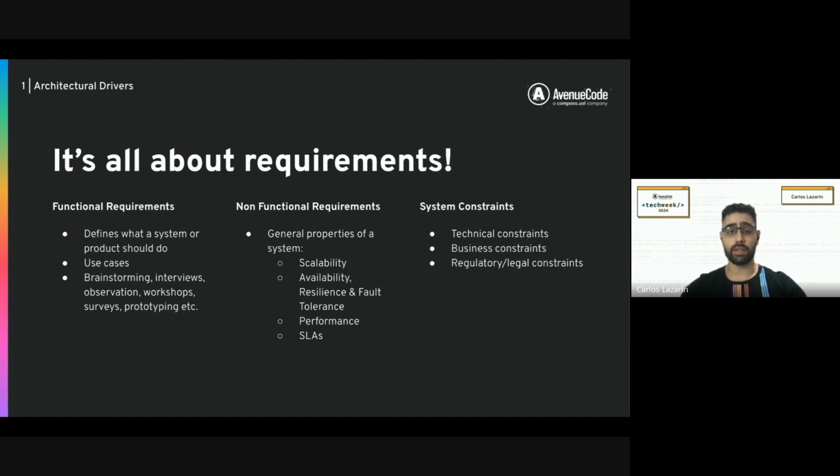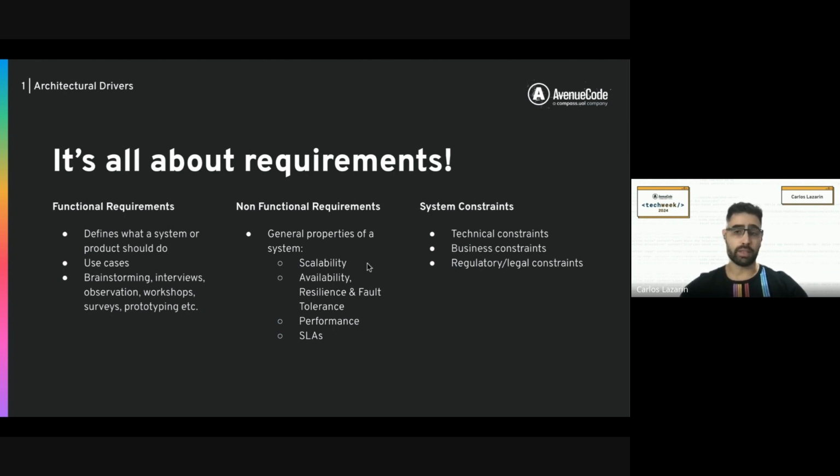Then we have the non-functional requirements, and they are the general properties of our system. We can call them quality attributes of our system. We have scalability, availability, resilience and fault tolerance, performance, SLAs. I'm going to talk a little bit more about them in the next slides, don't worry.